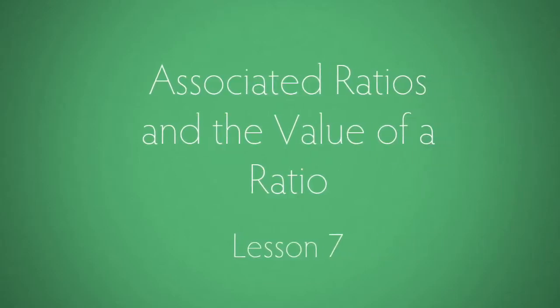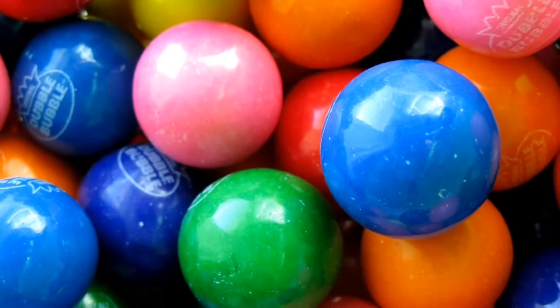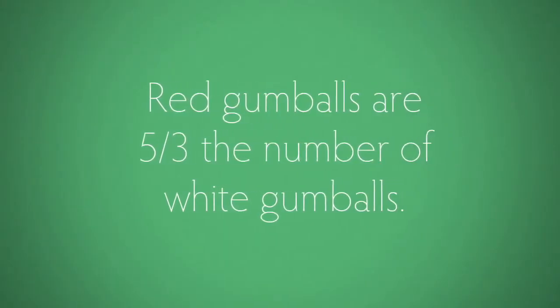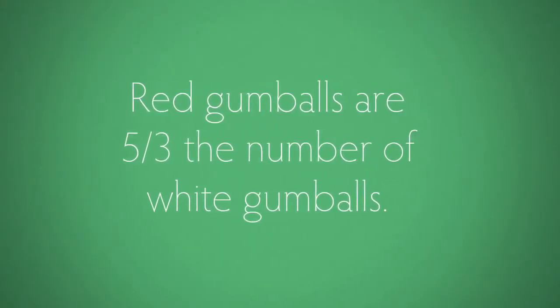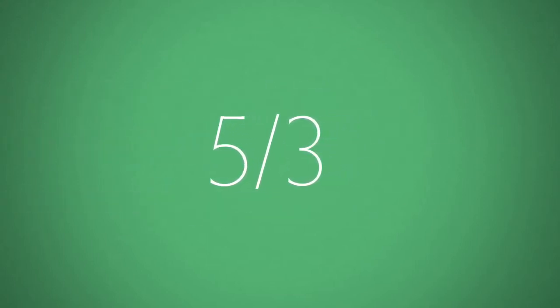Today we're going to talk about associated ratios and the value of a ratio. So we have some gumballs. Of these gumballs, the red gumballs are 5/3 the number of the white gumballs. 5/3. What does that exactly mean?